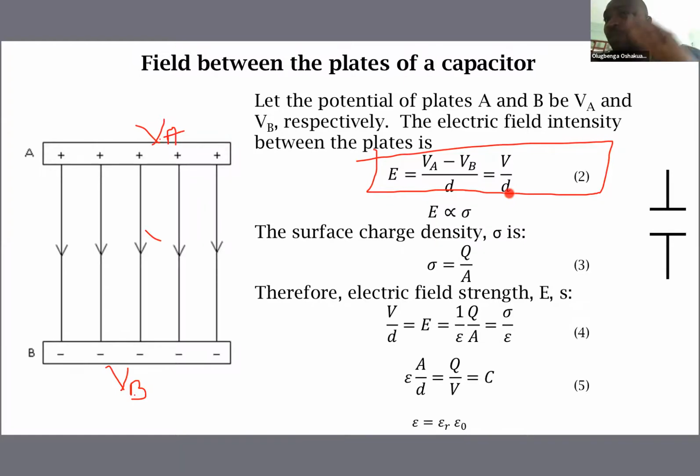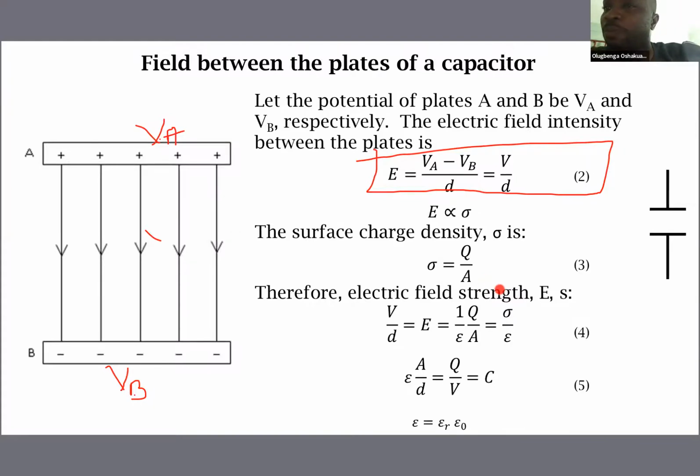Now in these capacitors, we'll be talking about two plates, the surface area of the plates, and the distance of separation. Since we are talking about surface area, it is convenient to talk about the surface charge density. The surface charge density sigma is defined as Q over A, that is the charge divided by the surface area.